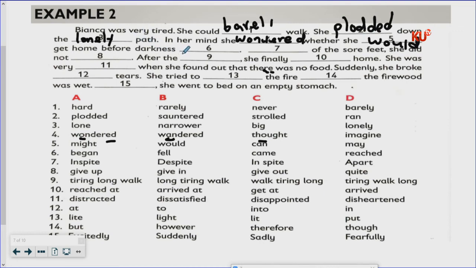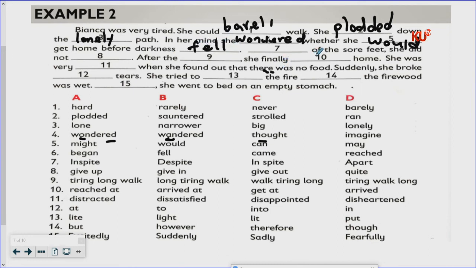Before darkness began? Darkness does not begin. Before darkness fell, before darkness came, before darkness reached? Darkness is not a point so that we can reach it. It doesn't come, it falls. So, before darkness fell.